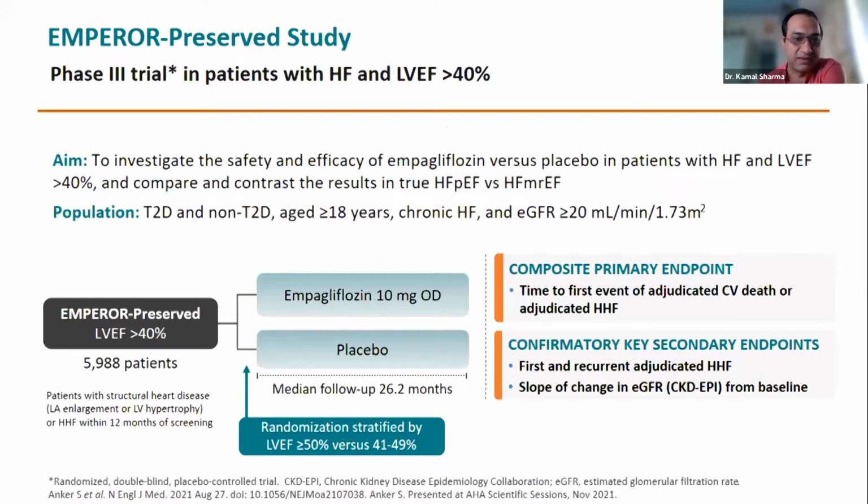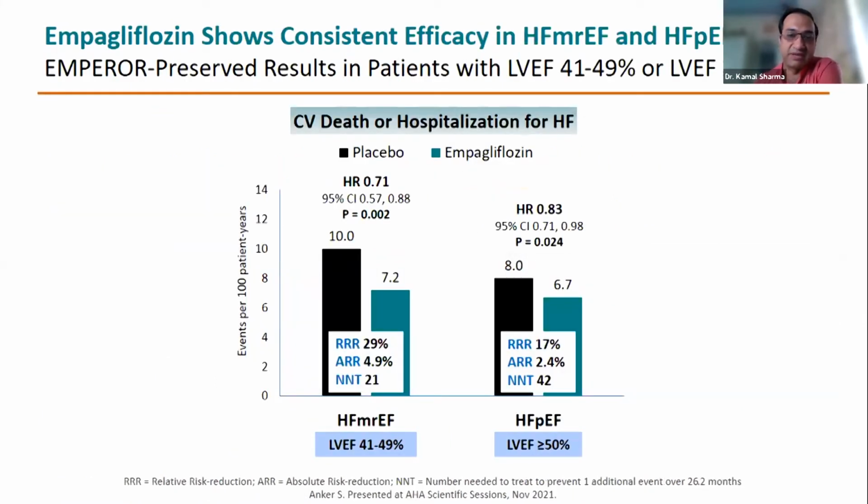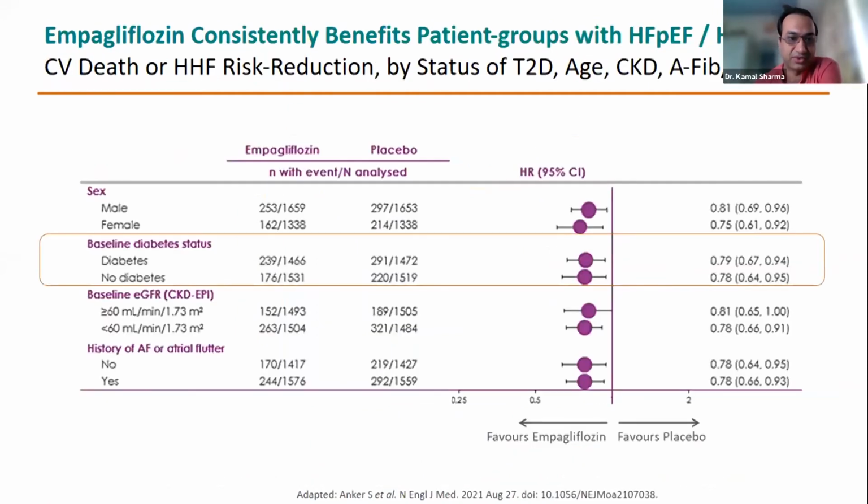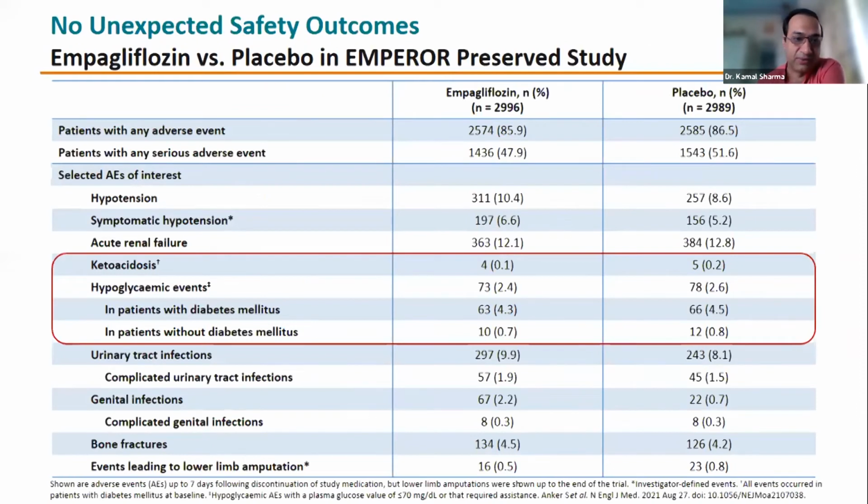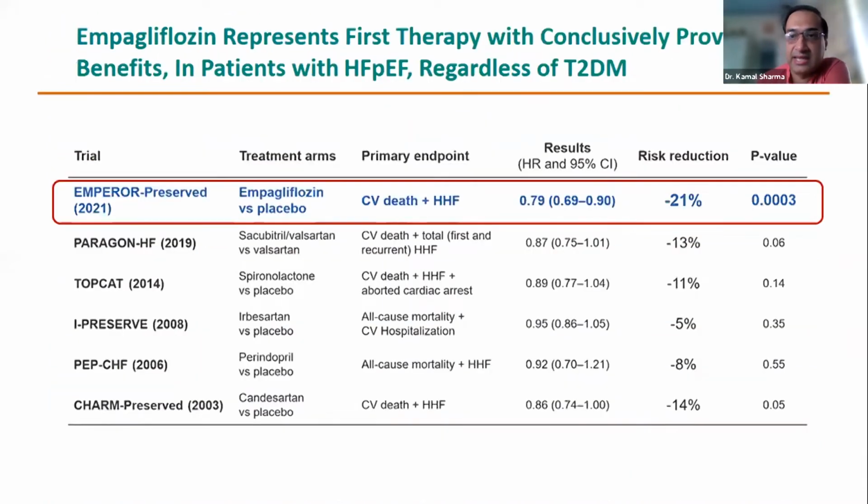In patients with preserved ejection fraction, when you look at the EMPEROR-Preserved trial with ejection fraction above 40%, CV death and hospitalization for heart failure was reduced significantly, by almost 29% in the mid-range and by 17% in preserved ejection fraction, again irrespective of whether the patient was diabetic or not. The risk of hypoglycemia or ketoacidosis, with or without diabetes, was as good as placebo. So it doesn't cause any side effect profile in comparison with what you expect from an anti-diabetic therapy.